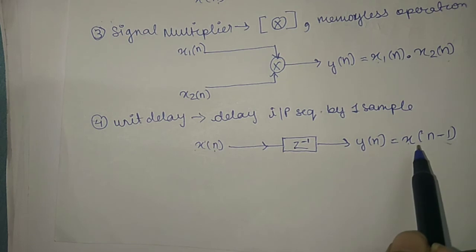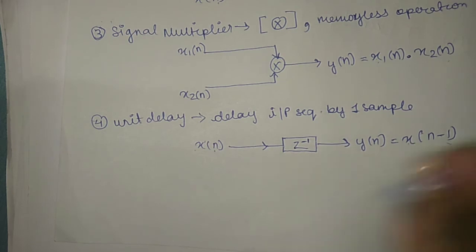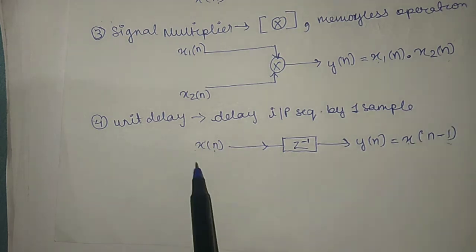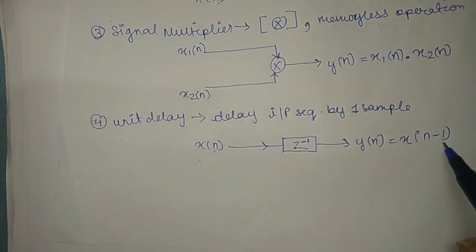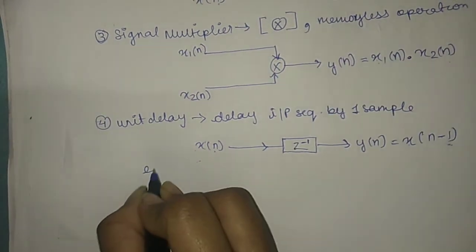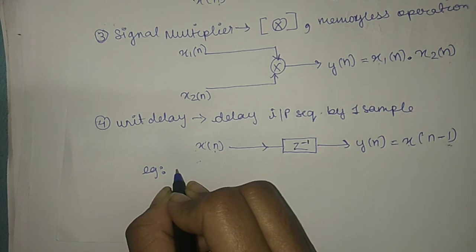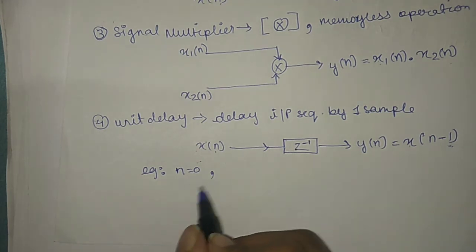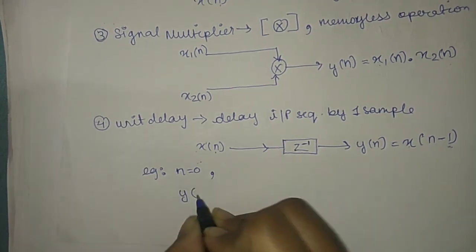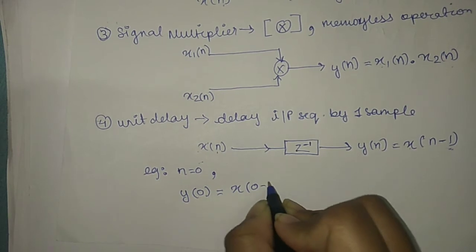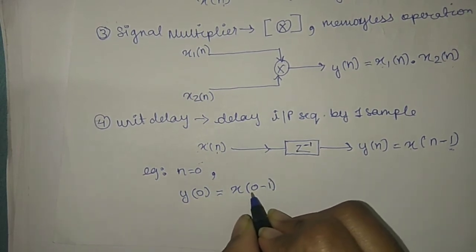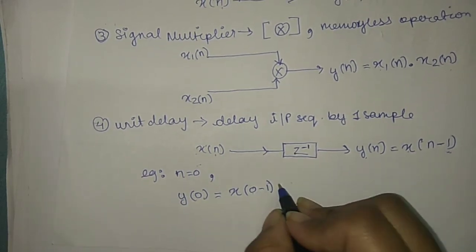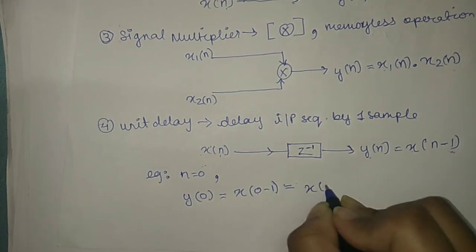So this indicates that the calculation of the output at a particular instant needs the previous input. Here x of n is the present input and x of n minus 1 is the previous input. For example, let us say we want to calculate the output at n equals 0. So y of 0 is equal to x of 0 minus 1. Instead of n we put 0, so ultimately we get x of minus 1.